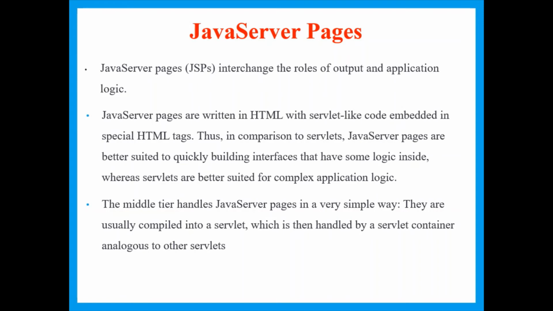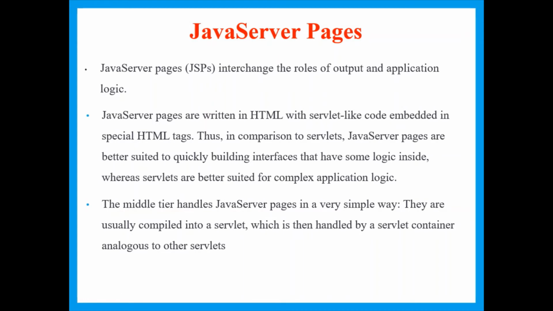In this slide, we are discussing JSP, called Java Server Page, which can be used at the middle tier application in order to process the data which has been received from the client tier. JSP interchanges the role of output and application logic. Java server pages are written in HTML with servlet-like code embedded in special HTML tags.